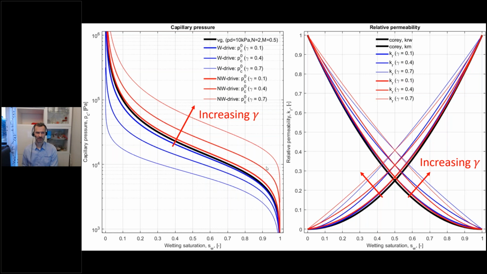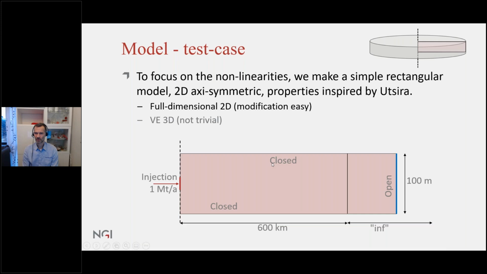So finally I want to show just some results, how this looks in a numerical model related to the saturation of injecting CO2. So you can go to the next slide. The model that we are considering is a disc-shaped reservoir, which has a rectangular cross section, so it's a 2D axial symmetric model with properties inspired by Utsira.